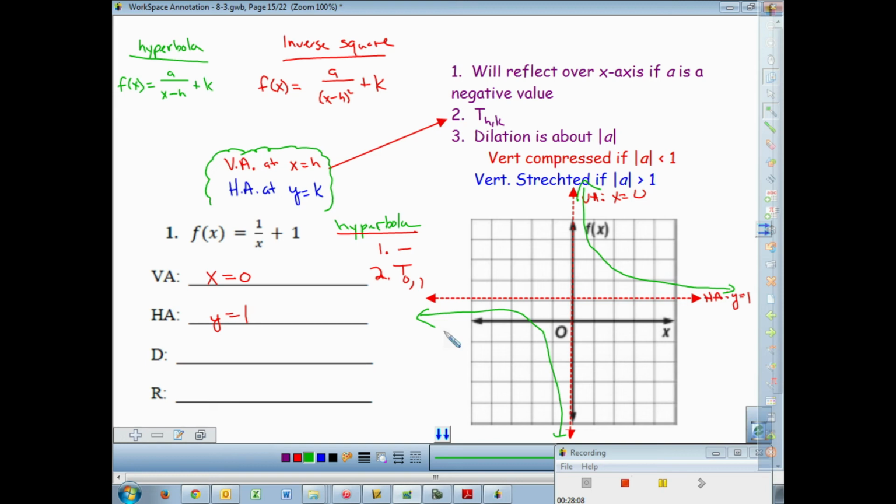How come they're in those branches, 1 and 3, instead of in 2 and 4? Because it did not get reflected over the x-axis. All good with that? Then you can use that to help you fill out your domain and range.